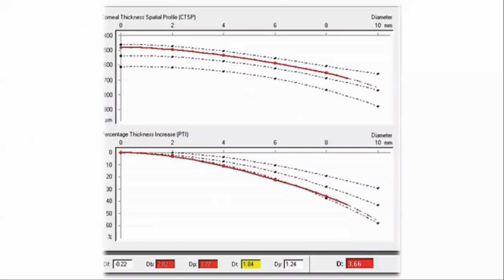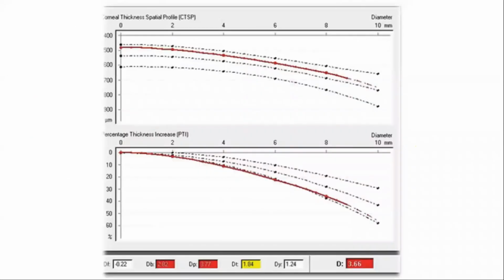And percentage thickness increase to the bottom here, as you can see, is the percentage of progression of the thickness from the thinnest point of the cornea to the periphery. It is nothing but the percentage representation of the CTSP map. So in other words, we can say it is the ratio of mean corneal thickness minus the thinnest point divided by the thinnest point.